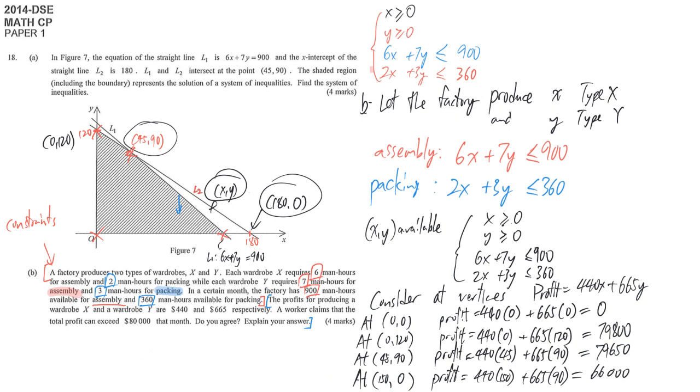Beware that even though you think the first point is so silly, you have to list it out. The logic is that you test every vertex. Otherwise, you don't get the method mark. So we write down the maximum profit. The maximum possible profit is equal to 79,800, which is smaller than 80,000. Therefore, it can't exist. We do not agree.